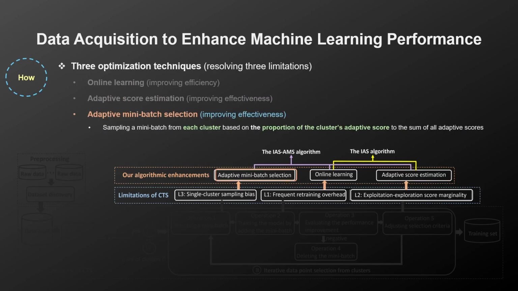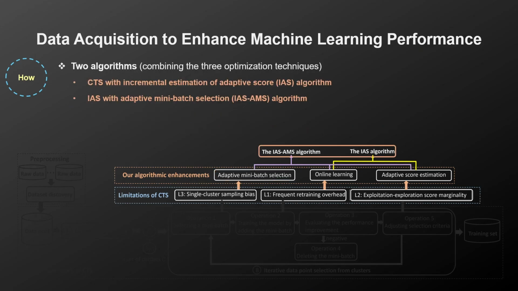Third, to address limitation 3, we propose adaptive mini-batch selection. Rather than sampling from a single cluster, we sample a mini-batch from each cluster. The number of sampled data points from each cluster is determined by its adaptive score relative to the sum of all adaptive scores. By combining these three techniques, we develop two algorithms.